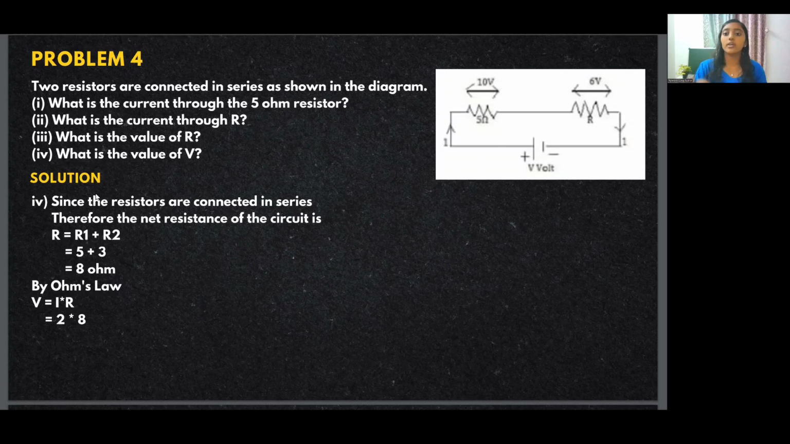So by Ohm's law, we know that V is equal to IR, which is equal to 2 amperes into 8 ohms, which comes to 16 volts. That is the value of V. Therefore, the value of voltage is 16 volts, right?